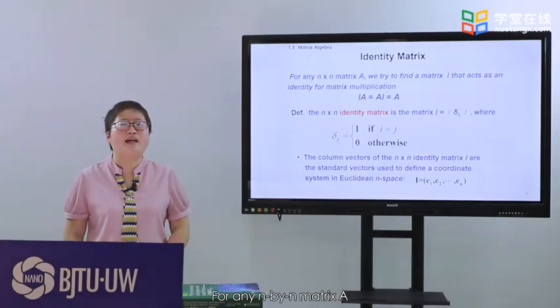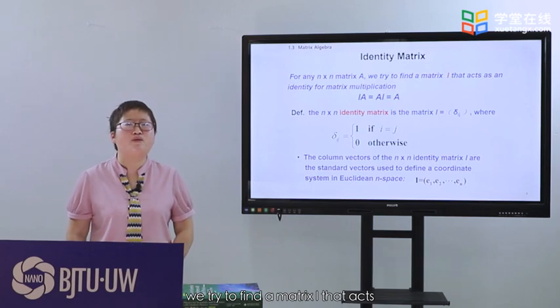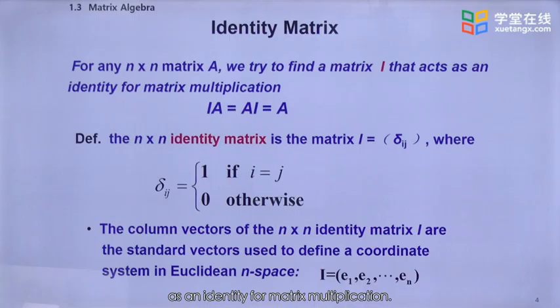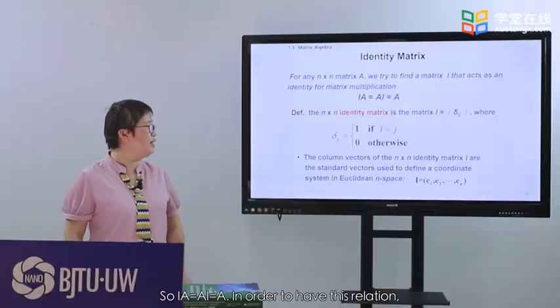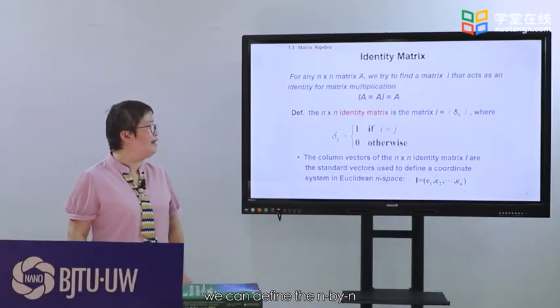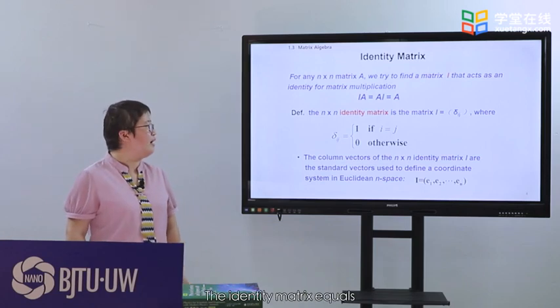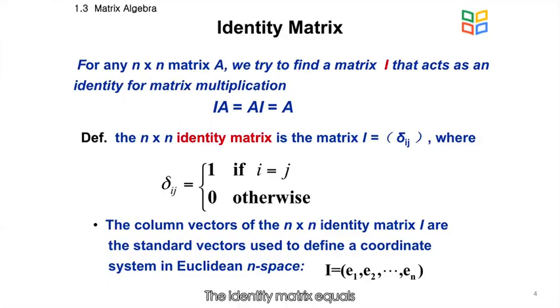For any n by n matrix A, we try to find a matrix that acts as an identity for matrix multiplication. So this matrix times matrix A equals A times this matrix equals A. In order to have this relation, we can define the n by n identity matrix like this. The identity matrix equals delta ij, where the ij entry equals 1 if i equals j, 0 otherwise. So the identity matrix is just a matrix with main diagonal entries all 1 and other entries 0.